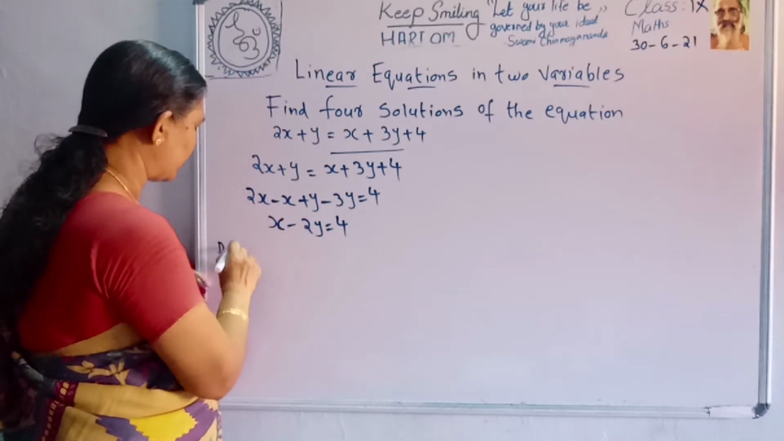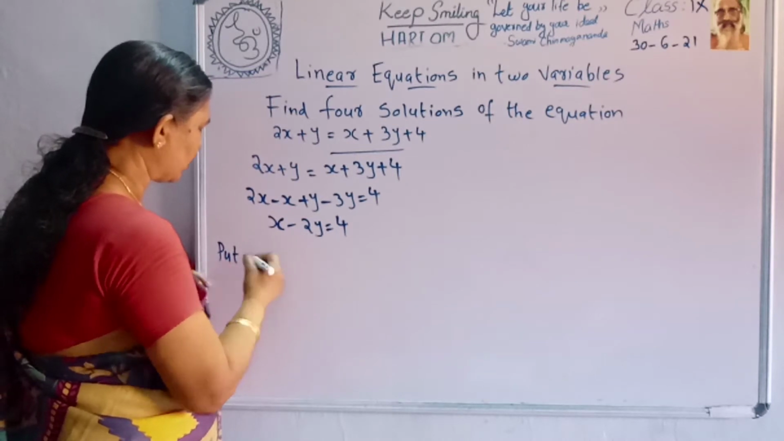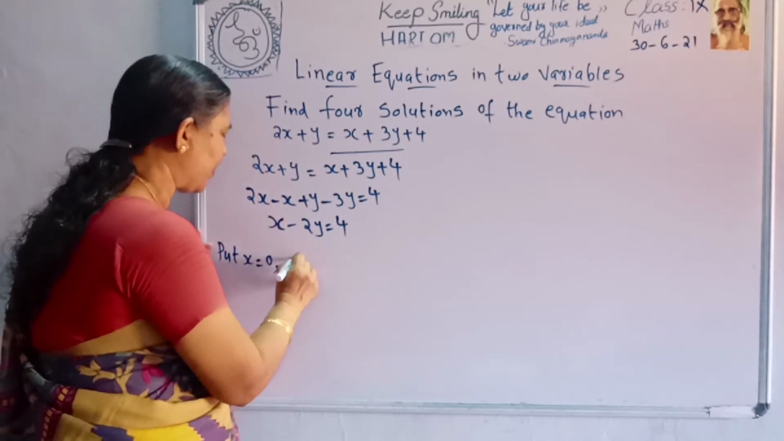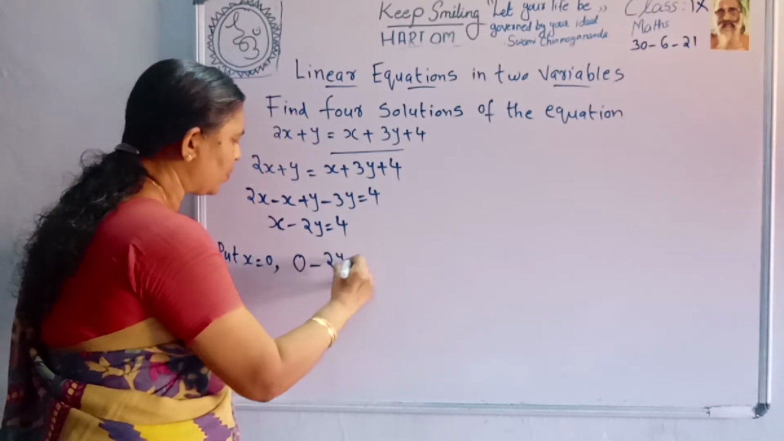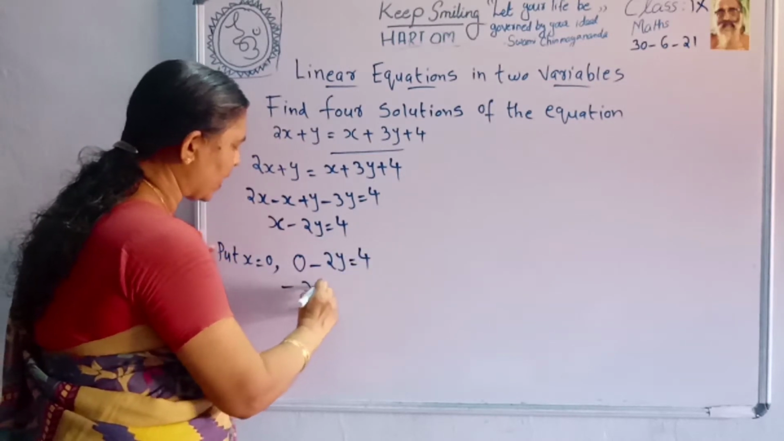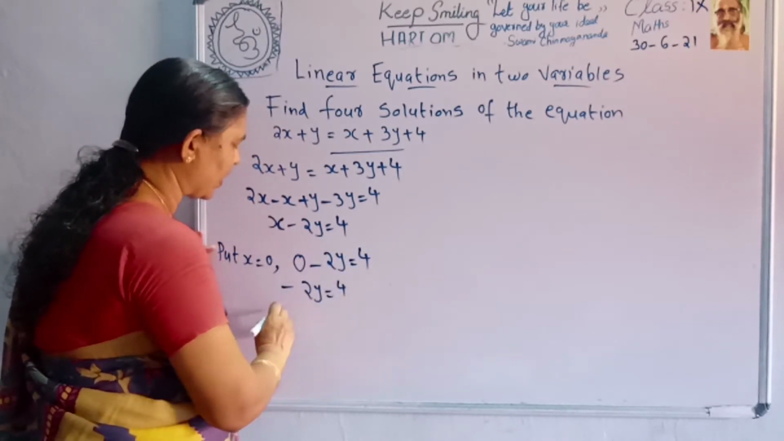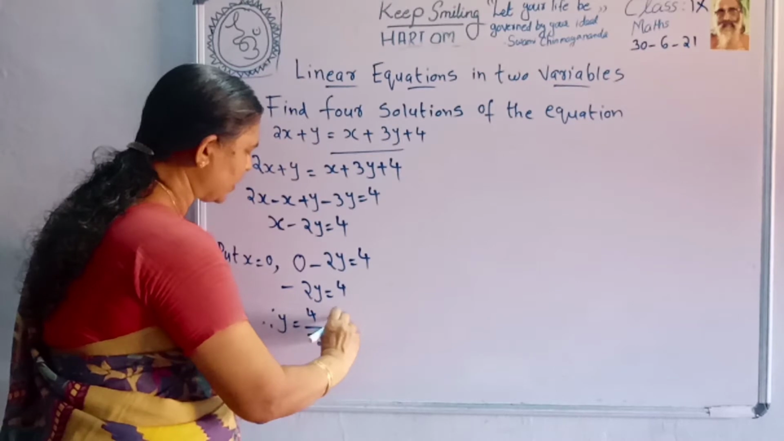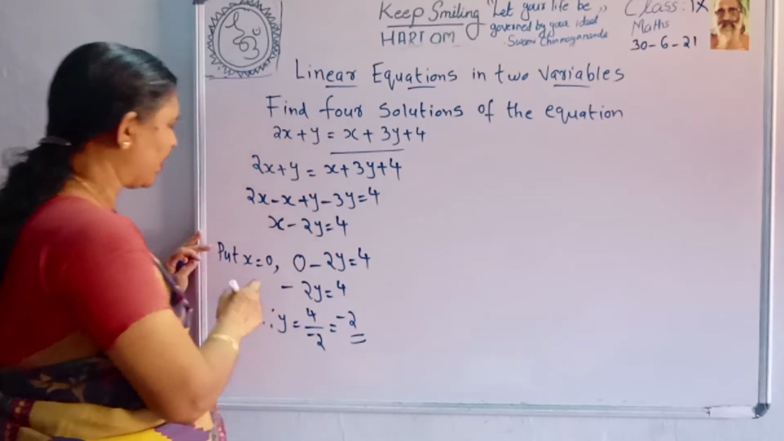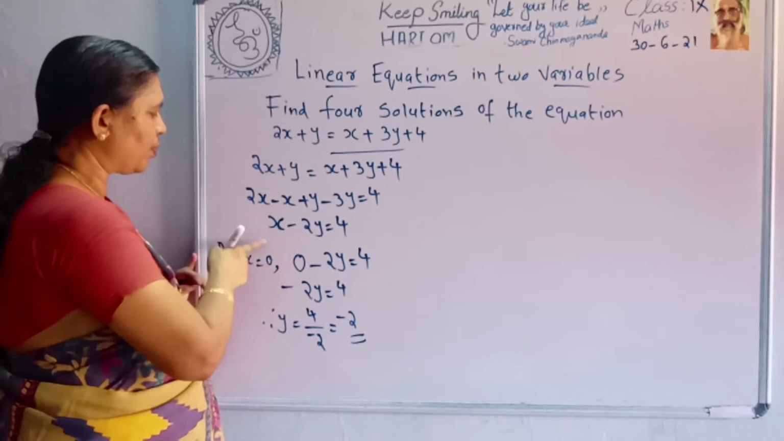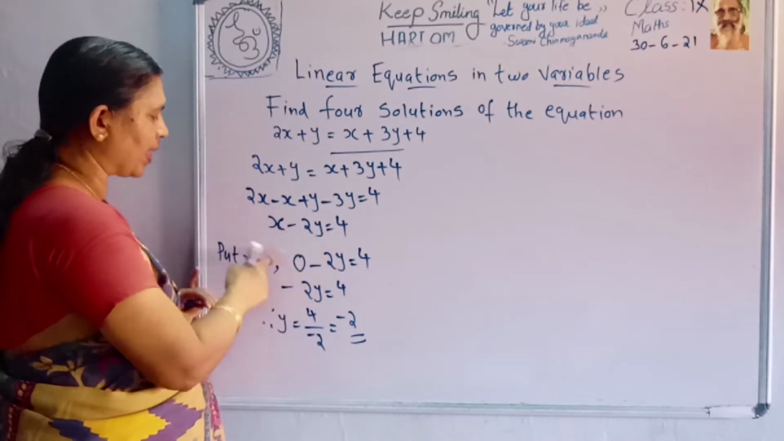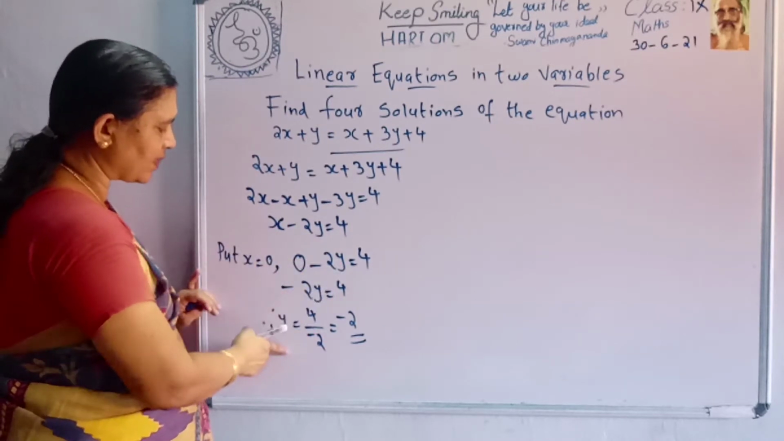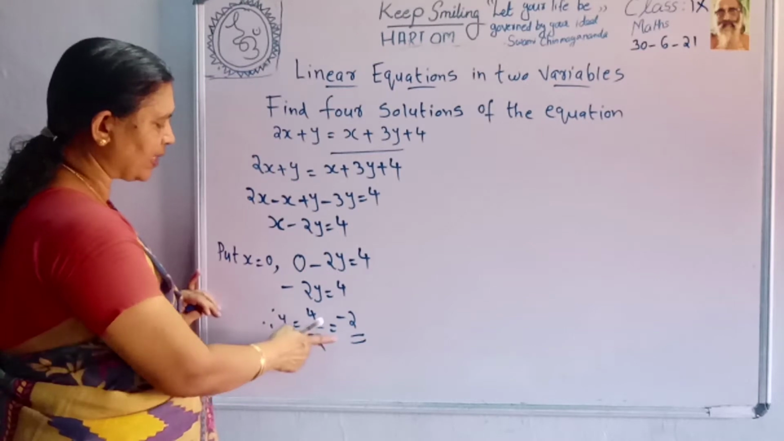First put x is equal to 0. If you put x is equal to 0, this equation will become, instead of x we put 0: 0 minus 2y is equal to 4. That is minus 2y is equal to 4. Then what is y? Y is equal to 4 by minus 2, that is equal to minus 2.